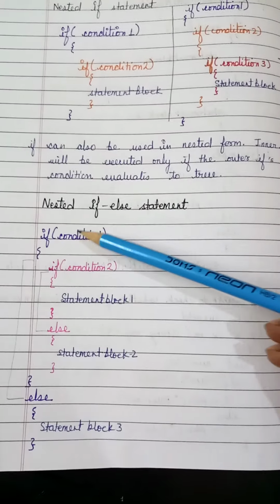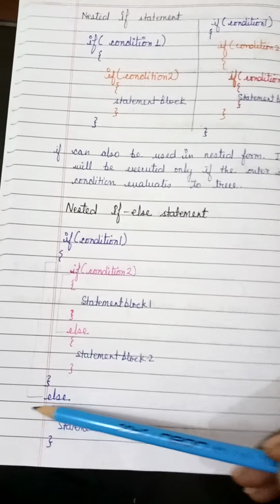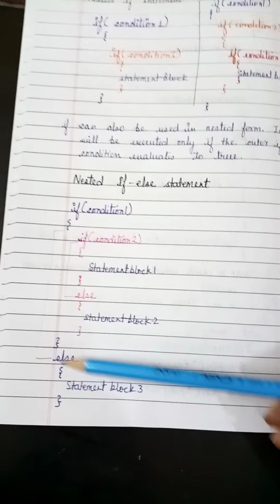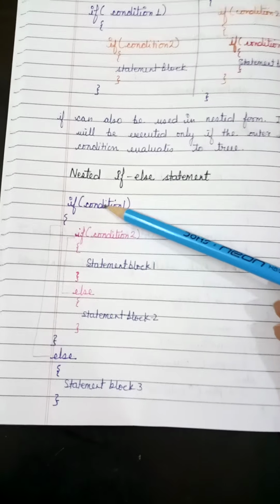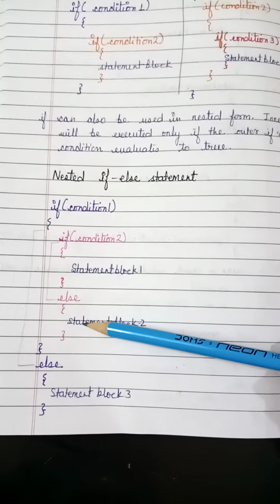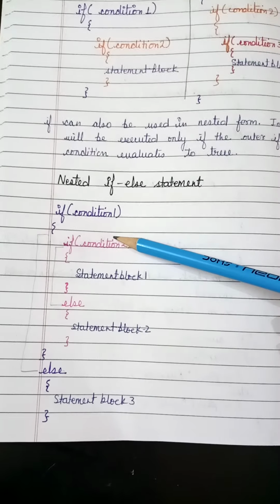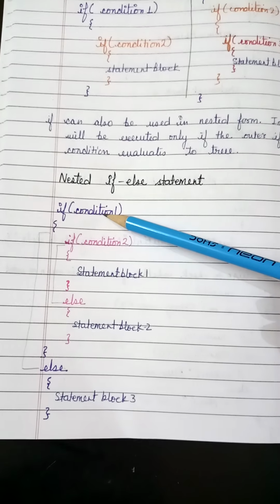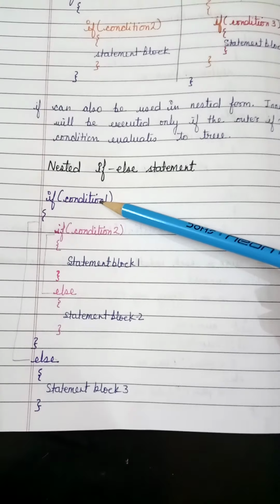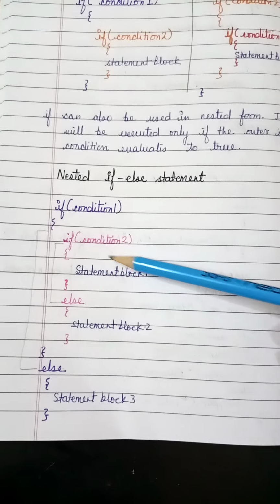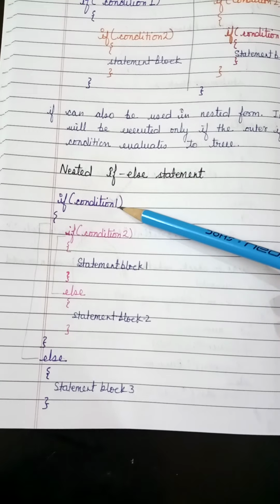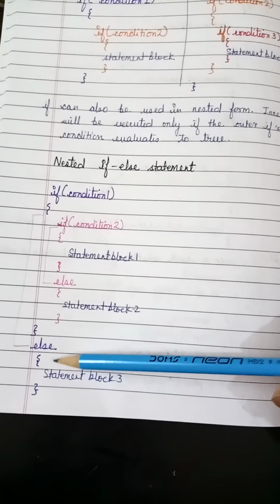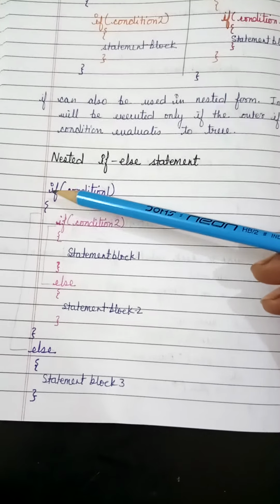Now come to the nested if else statement. This is the outer if and this is the else of this outer if. Now within this if there is another if else statement. This if else will get executed when the condition of the outer if evaluates to true. So this else belongs to this inner if and this else belongs to the outer if.